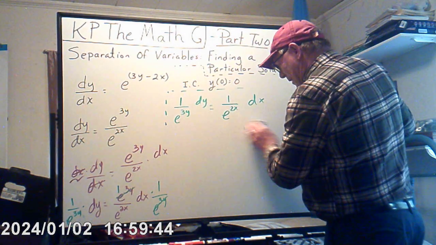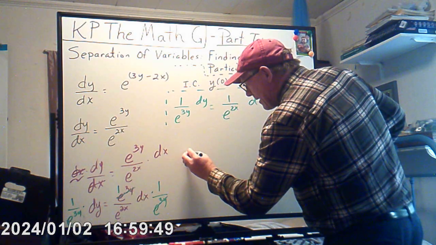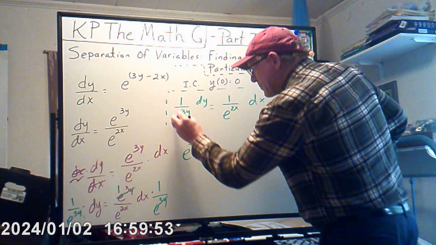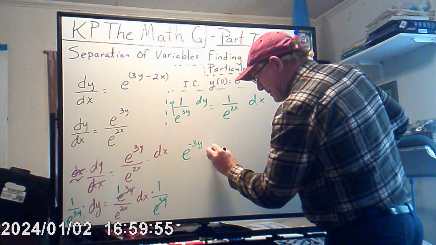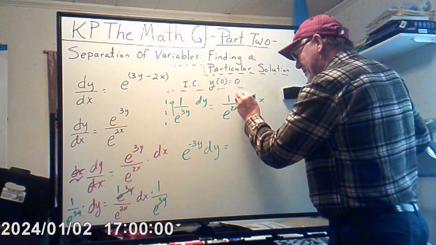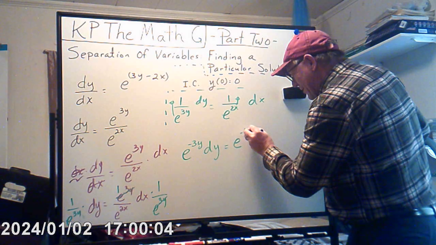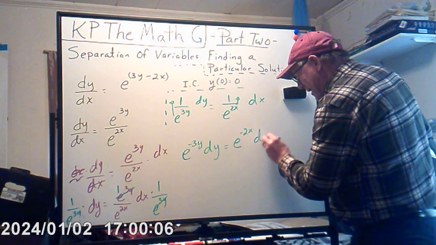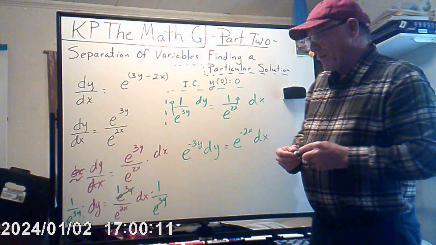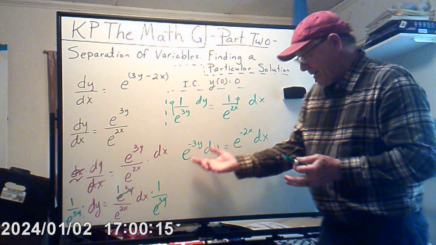Alright, so I can do that. So e to the negative 3y, bringing that up here, dy is equal to, same thing here, same reasoning, e to the negative 2x dx. I've separated my variables. I've kind of rewritten it again.